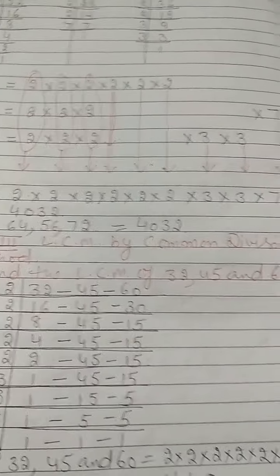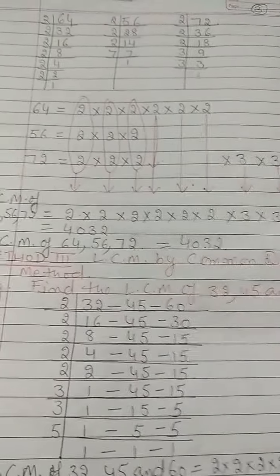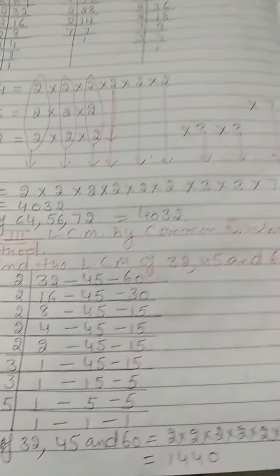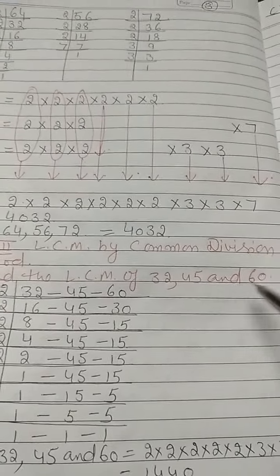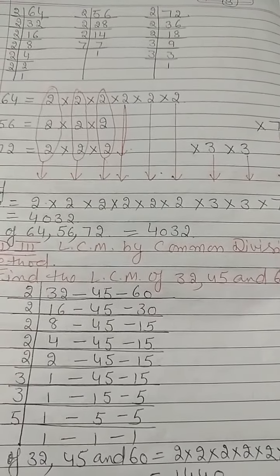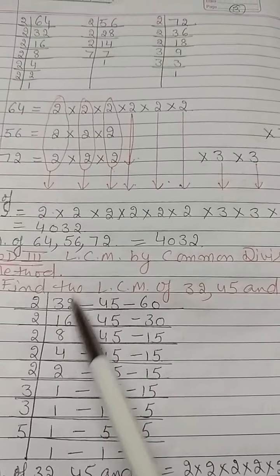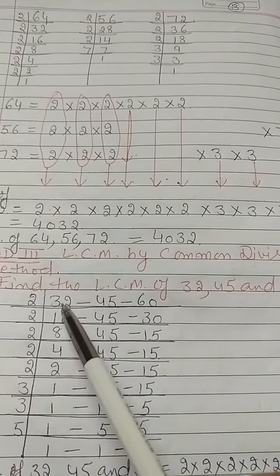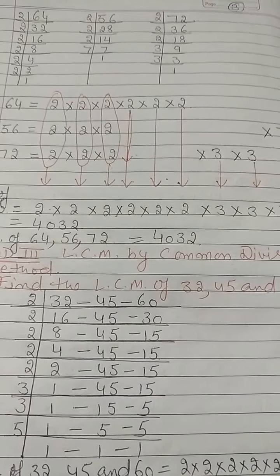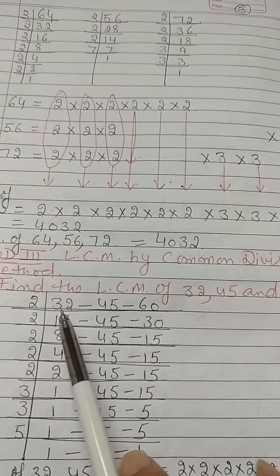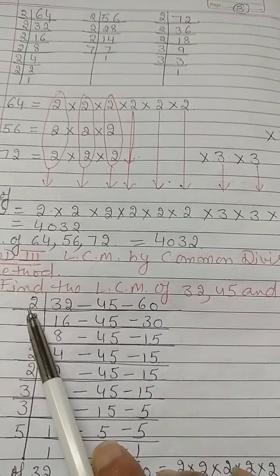Now the third method is the common division method. You have to find the LCM by the common division method. Suppose I have a question 32, 45, 60. So in the common division method, first you write 32, 45, 60 with a little bit of space. Now first check with the first prime number 2.